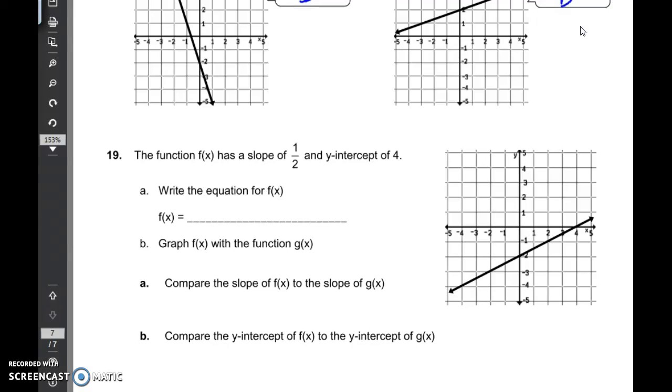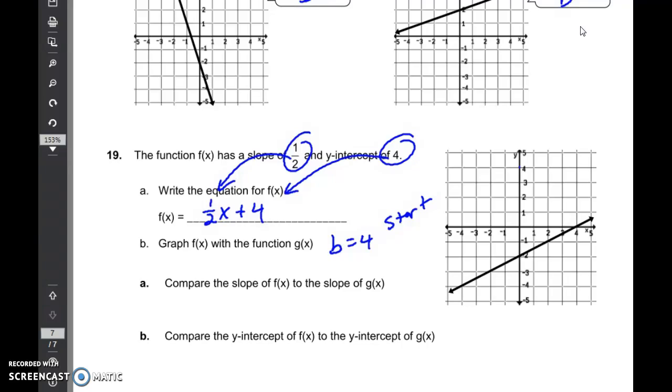All right, last one. So we might be a little less familiar with this type. So first off, it says the function has a slope and a y-intercept. So that's 1/2 x plus 4. This is just straight plug in to y equals mx plus b. Everyone should be able to get this point. Graph the function. So if the b value is 4, that's where you start. And the m value is 1/2. So up 1/2.